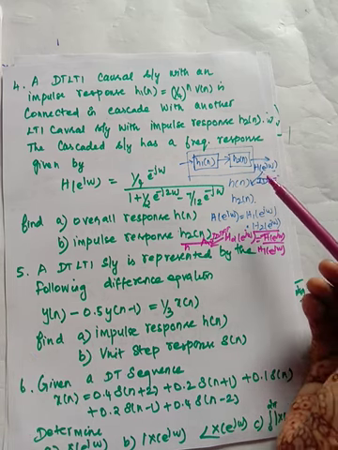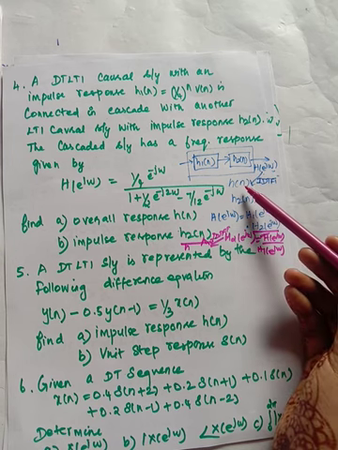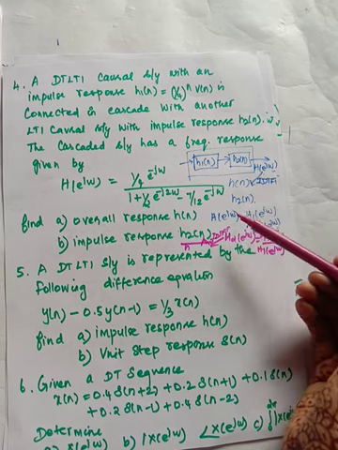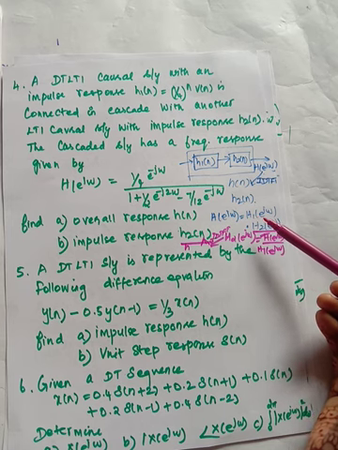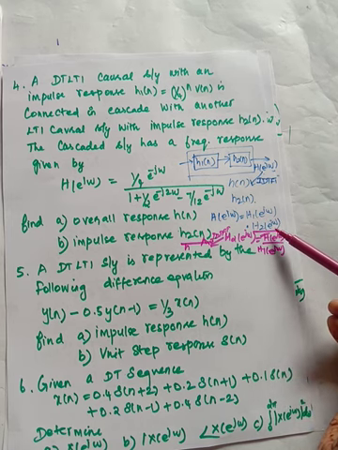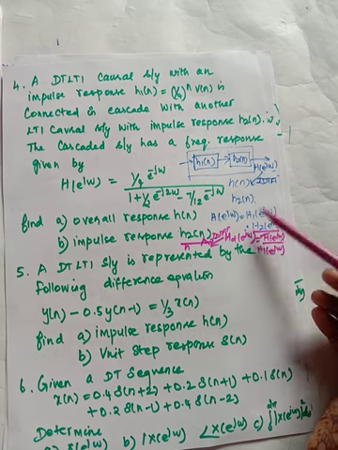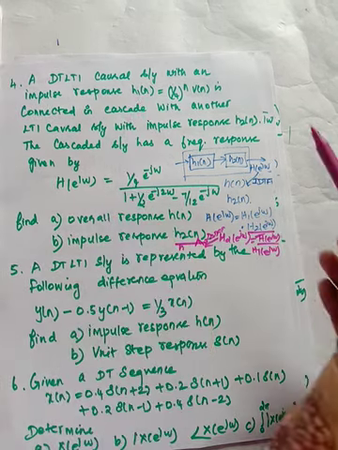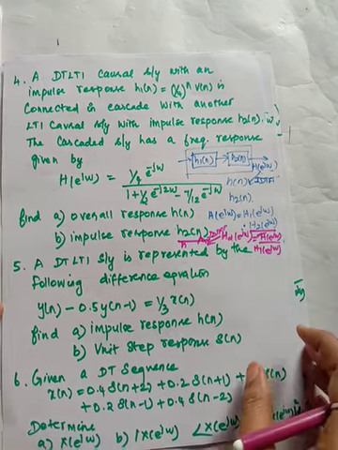Okay, so the first step you need to do is find h of n from H(e^jω). You know H(e^jω) is equal to H1(e^jω) times H2(e^jω). So from this you need to find H2(e^jω). From the given information you find H1(e^jω). Then you take the inverse DTFT to find h2 of n.